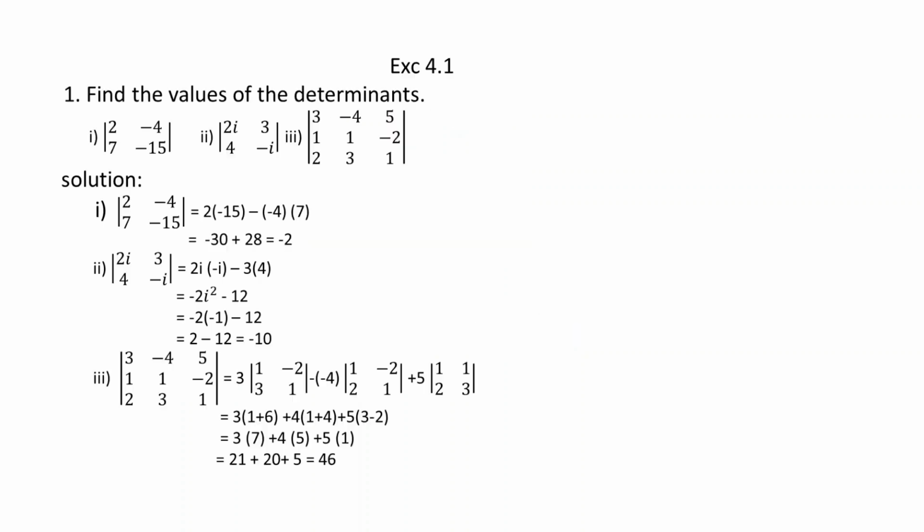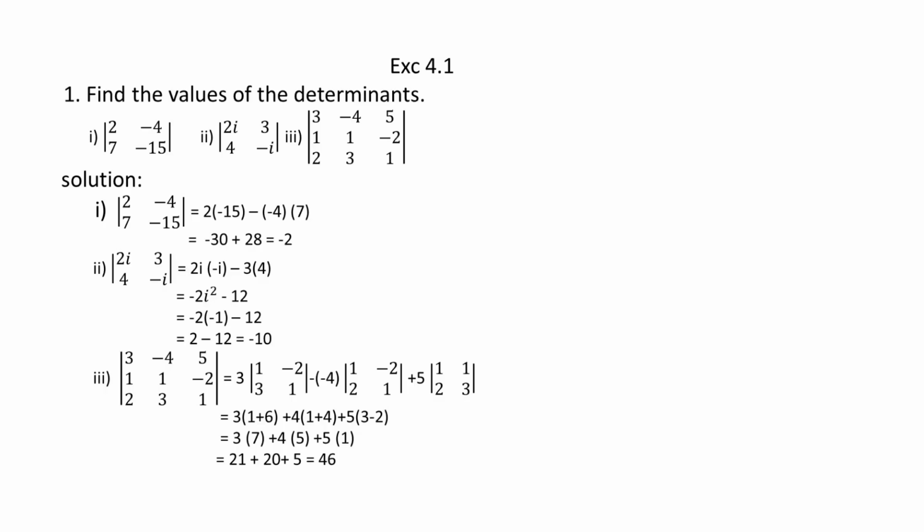Here we have a few examples. We have the first question from the exercise: find the value of the determinant. The first determinant has elements 2, minus 4, 7, minus 15, and we need to find the value assigned to the determinant. Let us solve using the expansion formula.